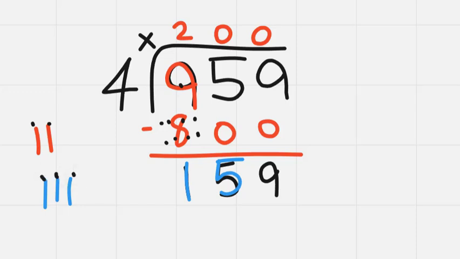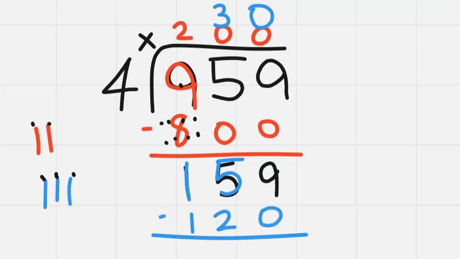That's 1, 2, 3 fours. So we'll put that directly above where the 15 is, and we're going to add a 0 as a placeholder. And now we'll multiply. 4 times 3 is 12. Then we add the 0. Then we subtract. 9 minus 0 is 9. 5 minus 2 is 3. And then 1 minus 1 is nothing, so we can ignore it. So that means we're going to divide again.